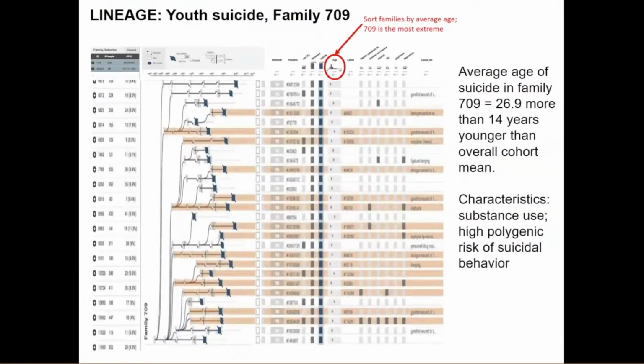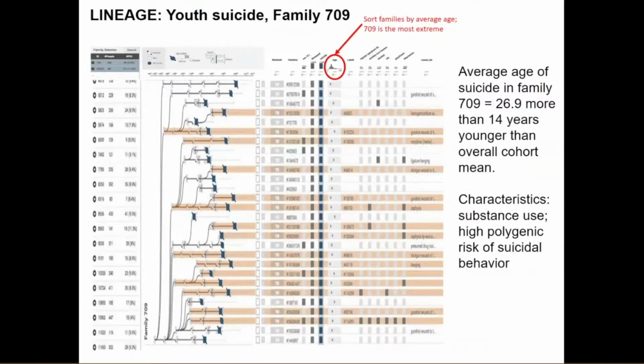This is just to go backwards a little bit and show you one of the youth suicide families. This family has an average age of death of only about 27 years, just more than 14 years younger than the average overall cohort mean age at death, which is in the early 40s. This family ended up being one of the most extreme families for this study, and we've done some molecular work on this family.